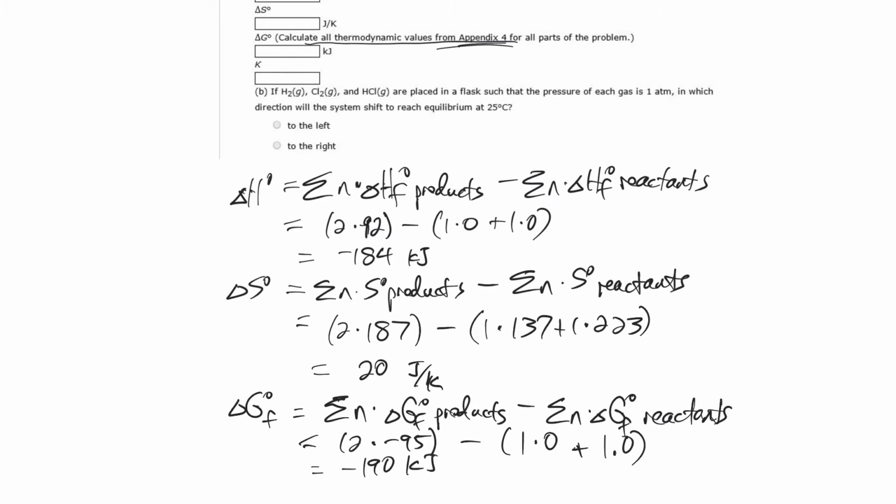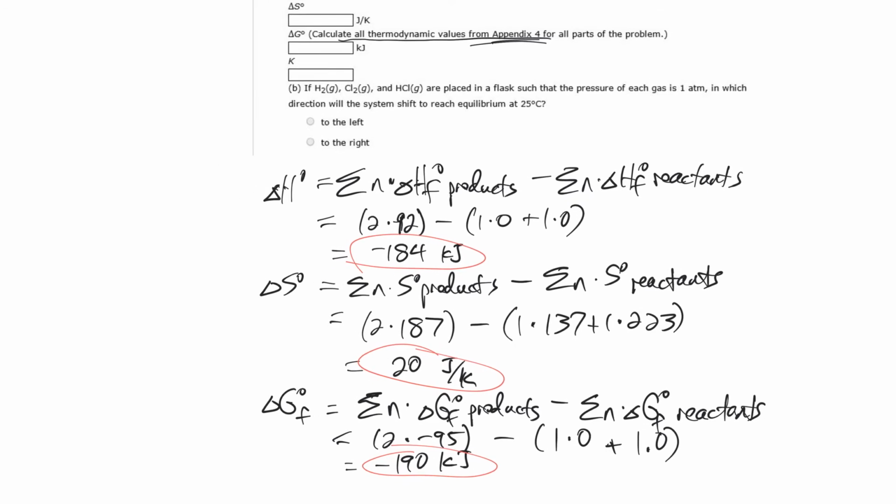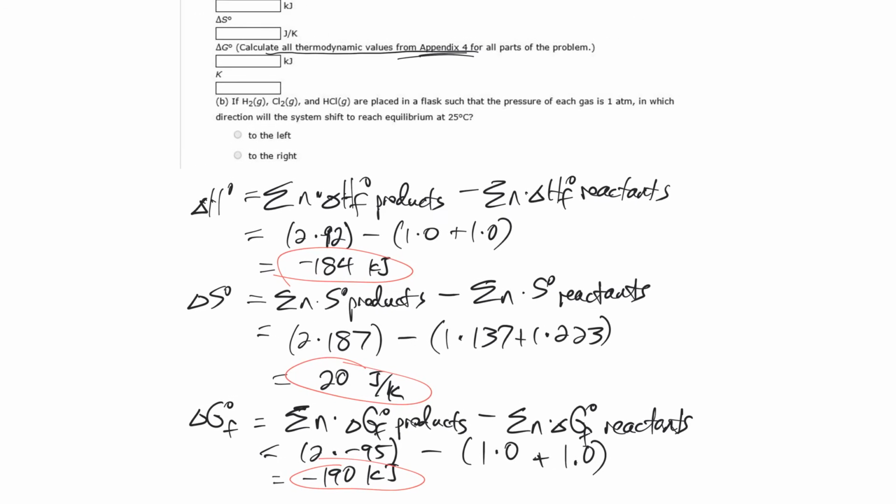Okay, so now we've got values for delta H, delta S, and delta G, all standard. And they want us to find K. Okay, that's interesting. If they want us to find K, that is the equilibrium constant K. We're not talking rate constant k. This is equilibrium constant K. Think all the way back to chapter 13.